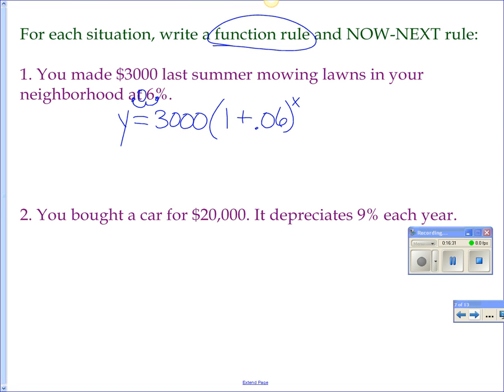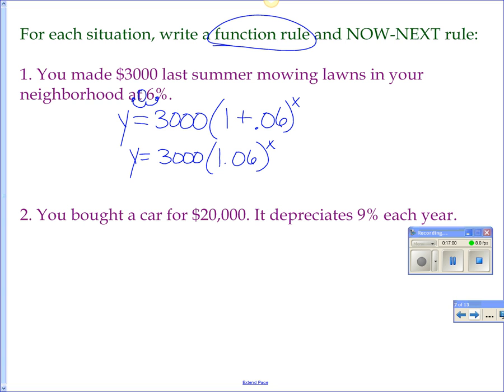All right, let's make that look like it's going to look on the test. So that's going to be y equals 3,000. What is 1 plus 0.06? 1.06. So that's how it's going to look on the test. They're not going to have the plus in the final answer. They're going to go ahead and combine them together. Okay?